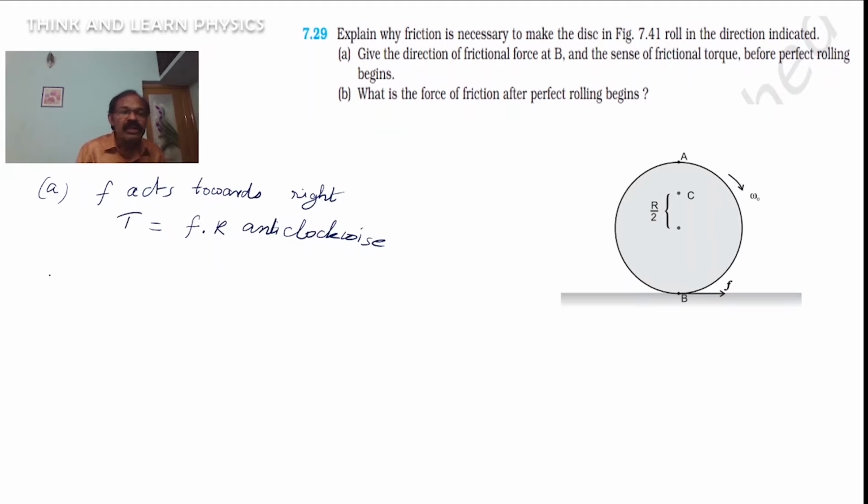Now let's try to answer B part. What is the force of friction after perfect rolling begins? The condition for perfect rolling is that the velocity of the central mass of the disk is equal to R into omega, where omega is the angular speed at the instant. When this condition is satisfied, there will not be any sliding motion, only perfect rolling. And so the force of static friction reduces to 0. That means after perfect rolling begins, F is equal to 0.